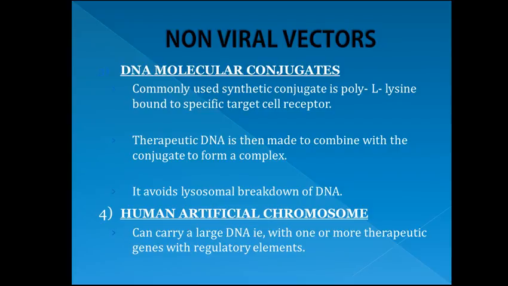Non-viral vectors. DNA molecular conjugates. Commonly used synthetic conjugate is polylysine compound to specific target cell receptor. Therapeutic DNA is then made to combine with a conjugate to form a complex. It avoids lysosomal breakdown of DNA. Human artificial chromosomes can carry a large DNA. Examples are with one or more therapeutic genes with regulatory elements.